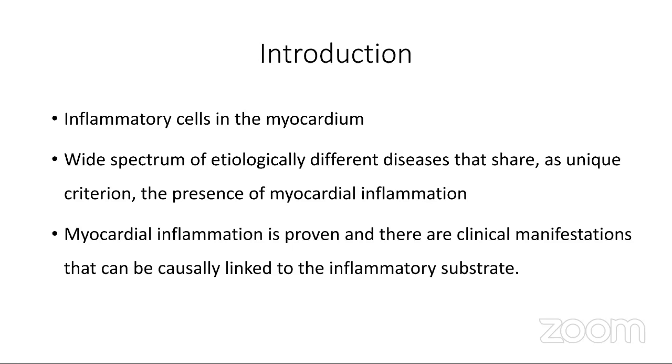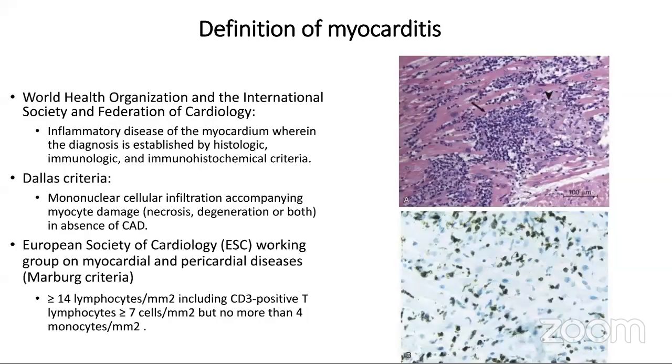We can classify the injury of the myocardium into either discrete external antigens, like virus or drugs or toxins or others, or due to an internal trigger, an autoimmune reaction against self-antigen. At the end, myocardial inflammation should be proven, then the clinical scenario is linked together to diagnose myocarditis. Definition of myocarditis: the WHO and the International Society and Federation of Cardiology defined myocarditis in 1996 as inflammatory cardiomyopathy, cardiac inflammation associated with cardiac dysfunction.